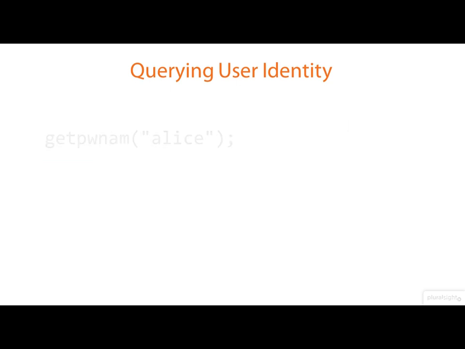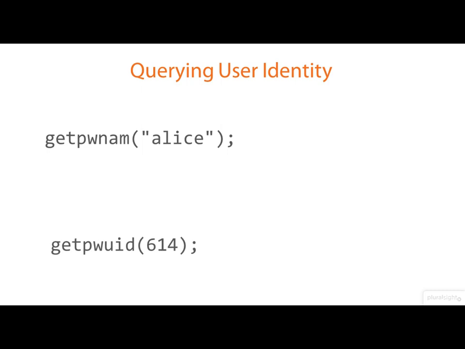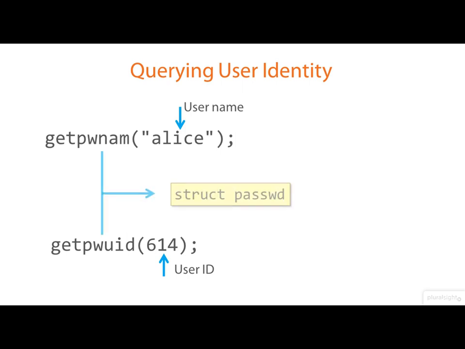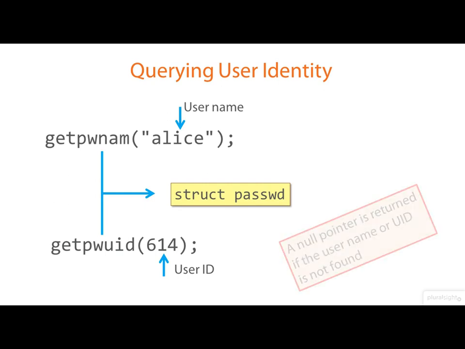So let's take a look at a couple of these resolvers, getpwnam and getpwuid. The difference is that getpwnam looks a user up by name, getpwuid looks them up based on their numeric user ID. Both of them return a pointer to a password structure that we just looked at. And as you can probably guess, if they can't find the user, they will return a null pointer.